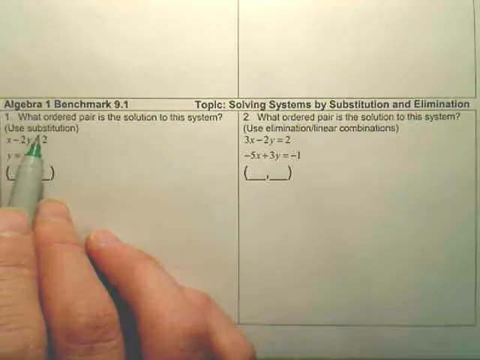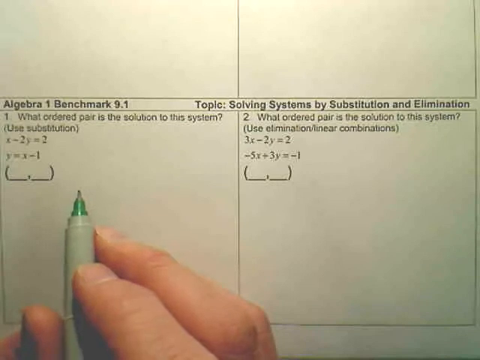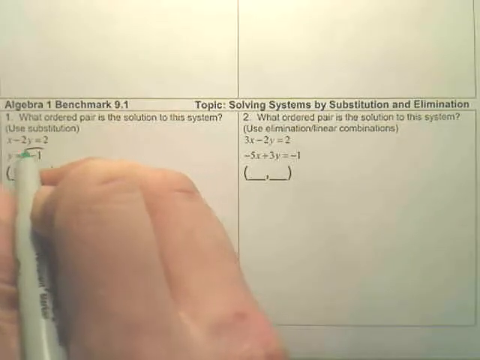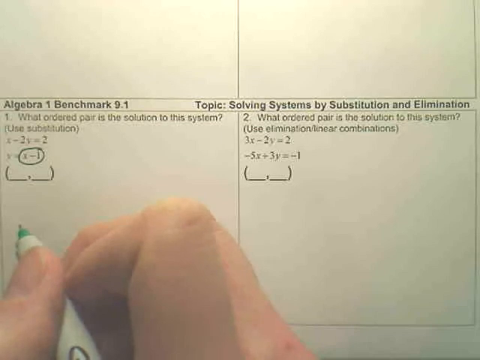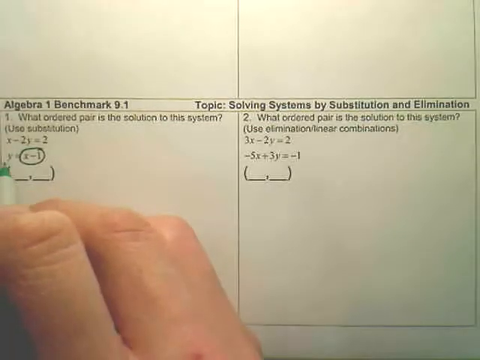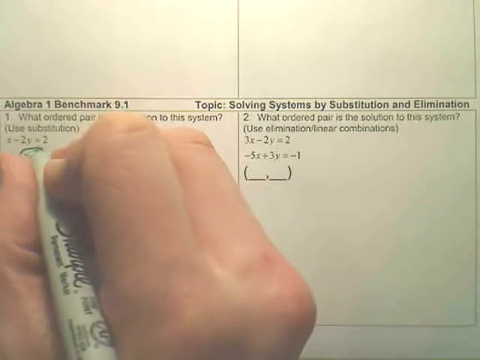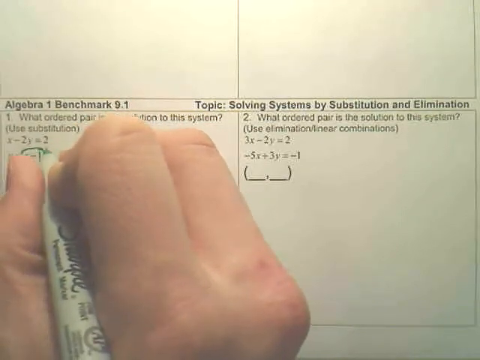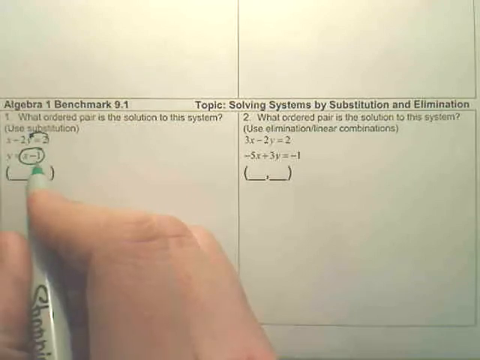Okay, number one, we're going to solve this by substitution. In order to solve this by substitution, what you're going to do is take one equation and substitute it into the other equation. Now, since this equation is y equals x minus 1, in the previous equation I can replace all y values with x minus 1.